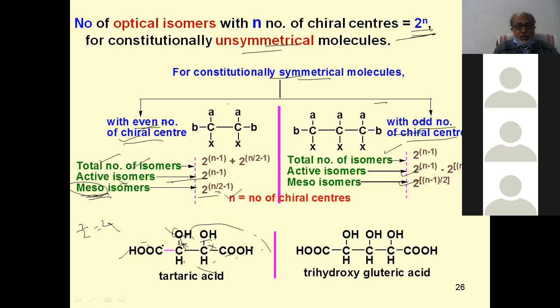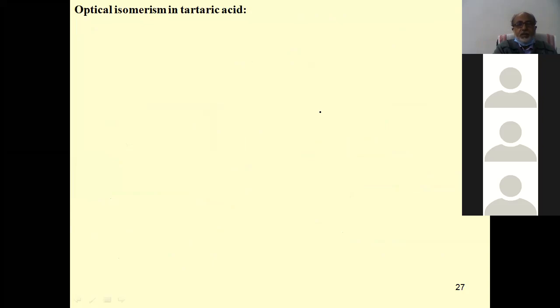So examples are tartaric acid and this one. Let us examine this one with respect to tartaric acid. So this is what we are coming to. Have you got this point? So don't blindly say that it is 2 to the power n. This formula will hold good only when it is unsymmetrical. If it is constitutionally symmetrical, then we'll have these two types of situations.